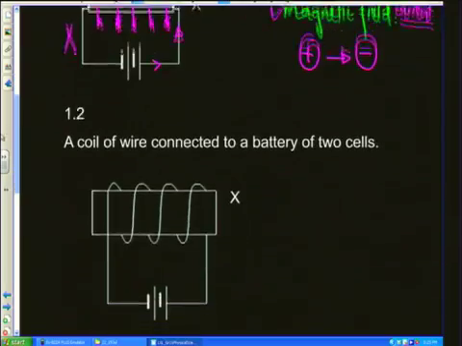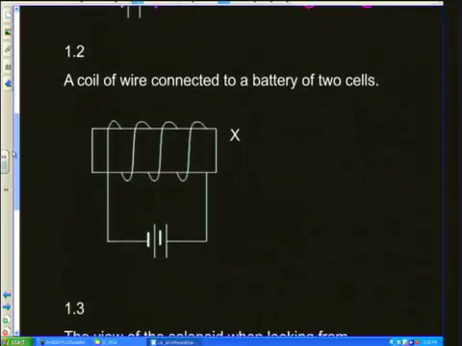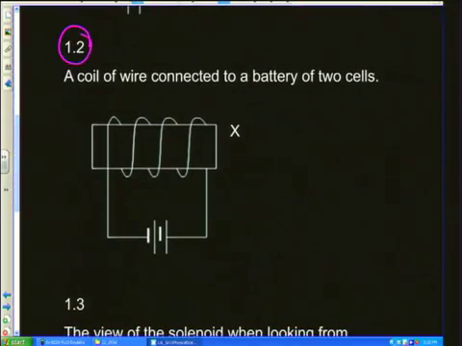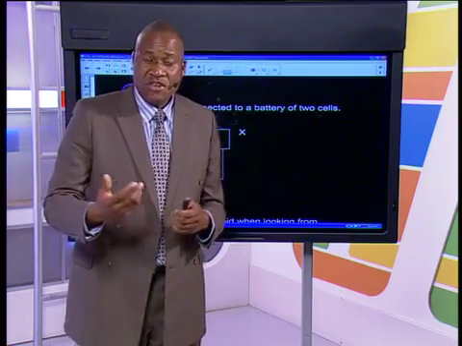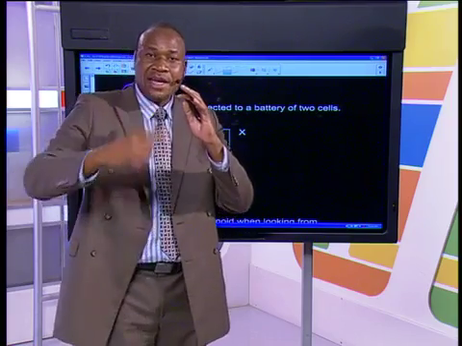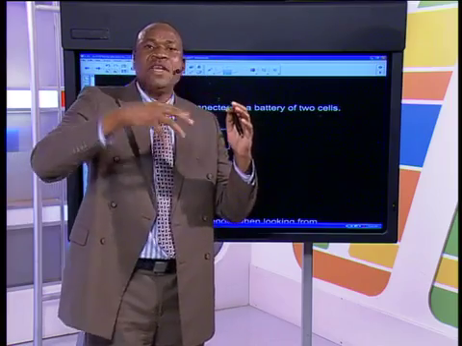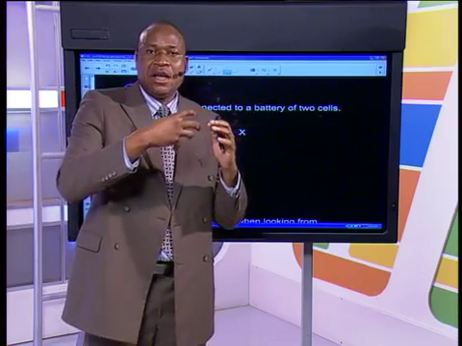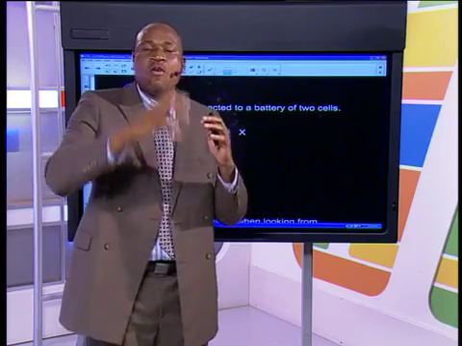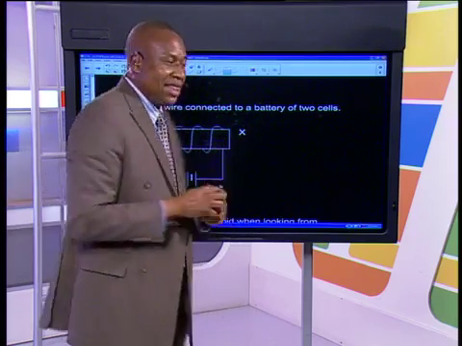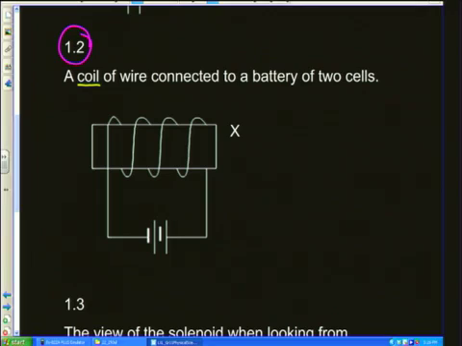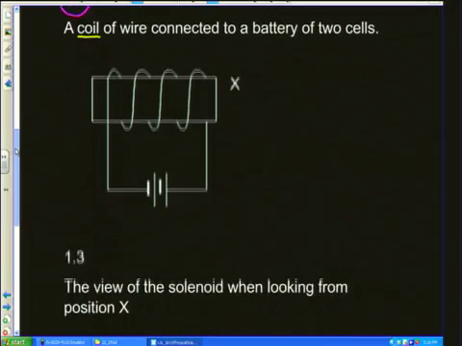All right, now let's move on to number 2, 1.2. In 1.2 we have got a coil. What do we mean by a coil? With a coil, you've got a conductor that has been made into a loop. So you've got so many windings of one conductor, or what we call turns. Then you've got your coil. So you've got a number of turns of the same conductor here. That gives you a coil.